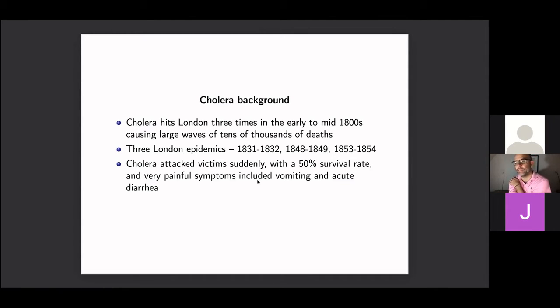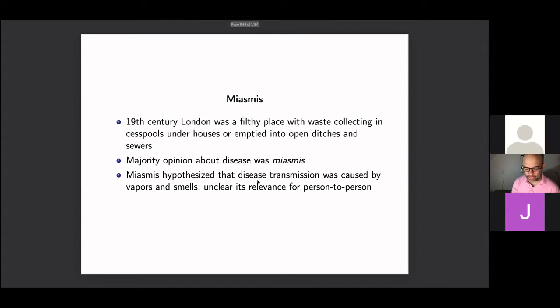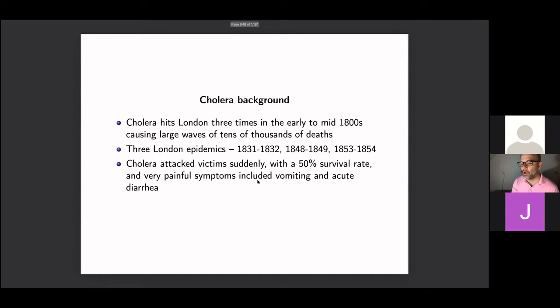Basically, cholera hits London in 3 separate massive epidemics. There was one in 1831, one in 1848, and one in 1853. And John Snow is going to work in all of them. He's going to work at this period of time here, kind of learning a lot.